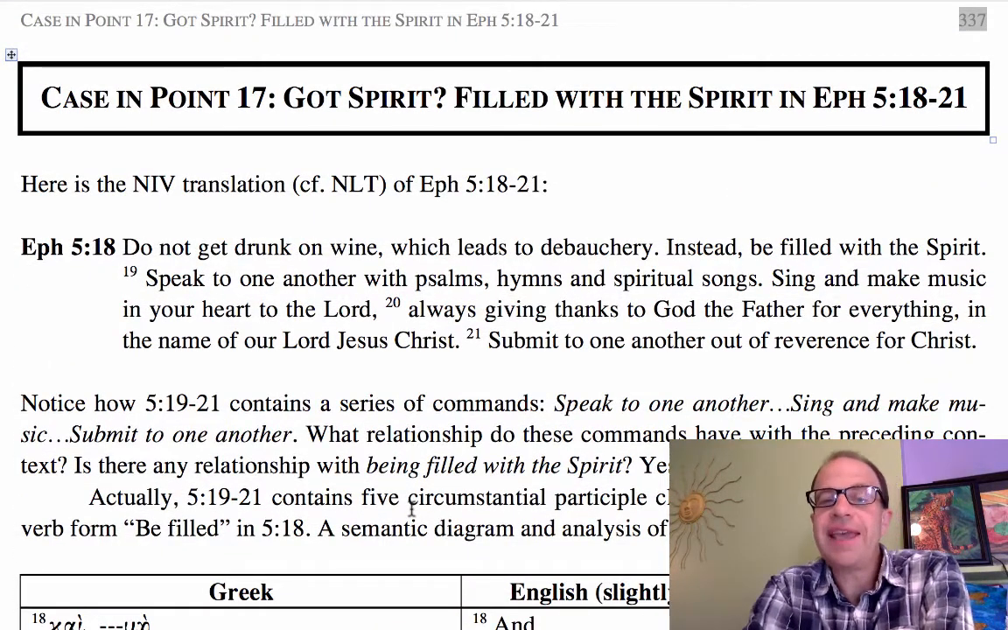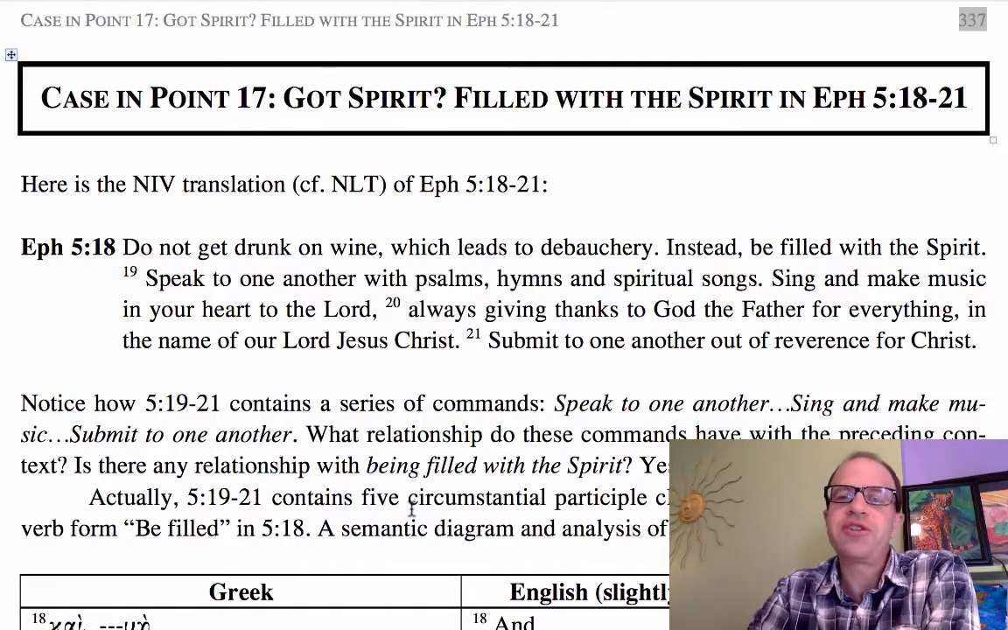Be sure to read the case in point. One of my favorite verses is right here, where Paul commands believers to be filled with the Spirit and then describes what that looks like by post-nuclear circumstantial participles.